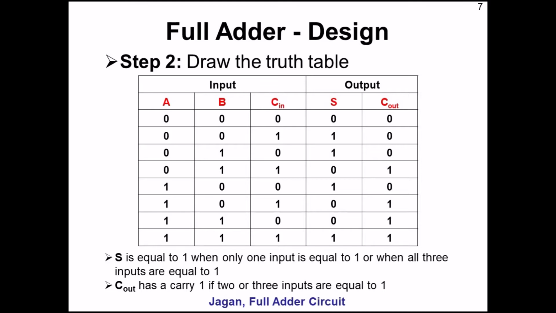And carry, if you look at the carry out, right? I have a carry 1 whenever I have 2 or 3 inputs equal to 1. See, here I have 3 inputs, my carry is 1. Here I have 2 inputs, my carry is 1. Here I have 2 inputs, my carry bit is 1. So whenever I have 2 or 3 inputs equal to 1, I will be having a carry set.